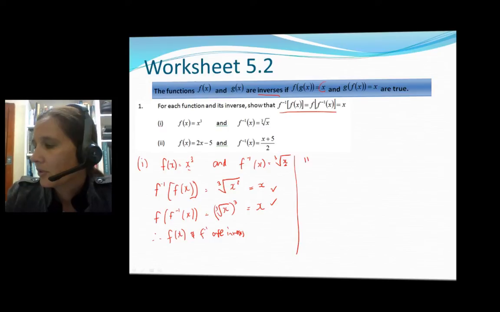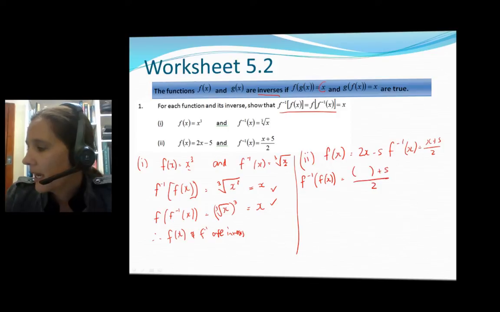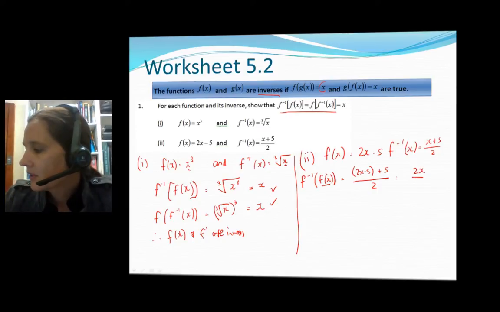If we look at number 2, here we've got our function of x is equal to 2x minus 5. Our inverse function of x is equal to x plus 5 on 2. So here, if we do our inverse function of our function of x, we have x plus 5 divided by 2, and in place of x, we put our function of x, so 2x minus 5. So here, 2x minus 5 plus 5 gives us 2x on 2, which is equal to x.